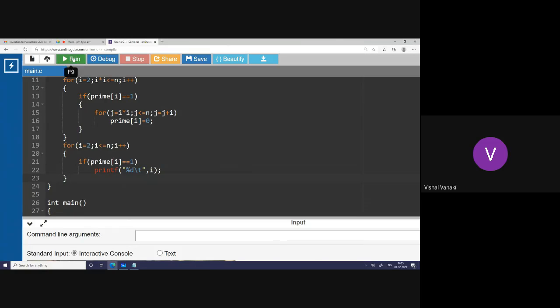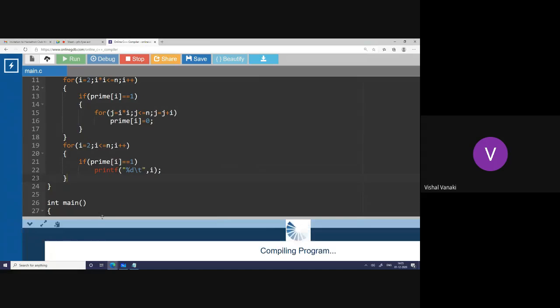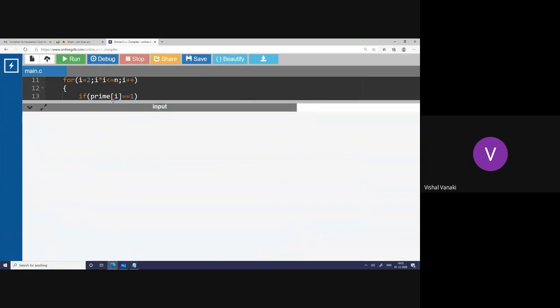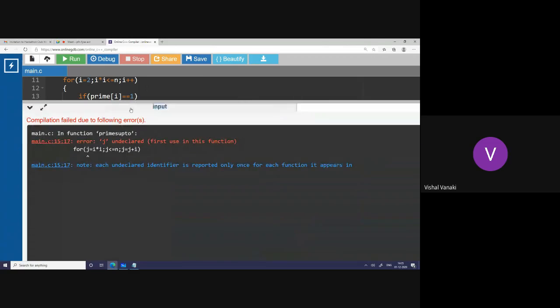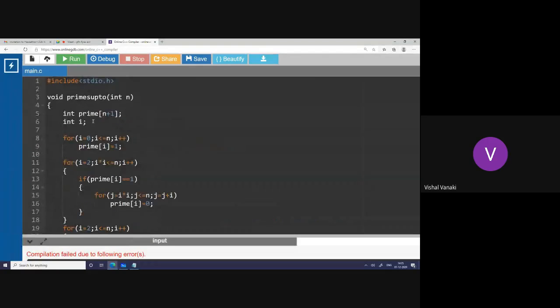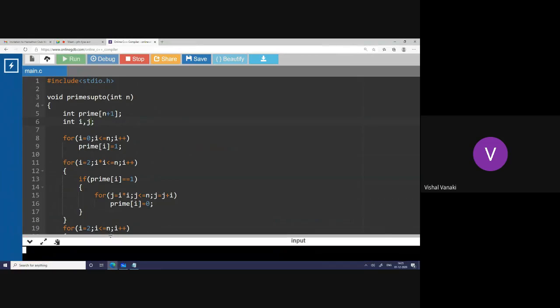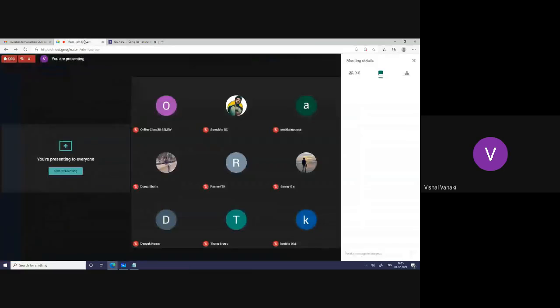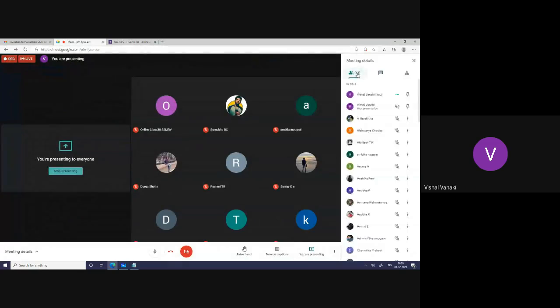Let us execute this and check. Okay, j variable is undeclared. So let us declare the j variable, I comma j. So I've declared j variable also. Now give me a number up to where I have to print.